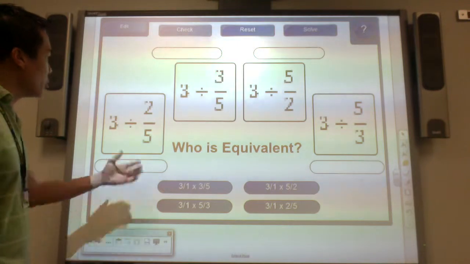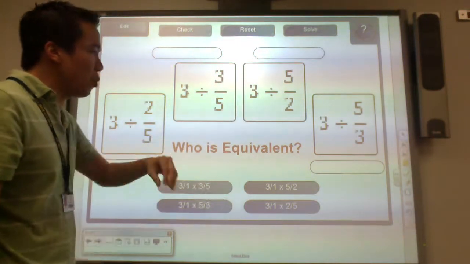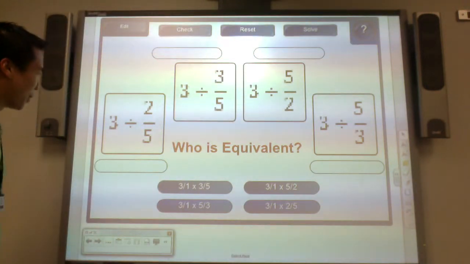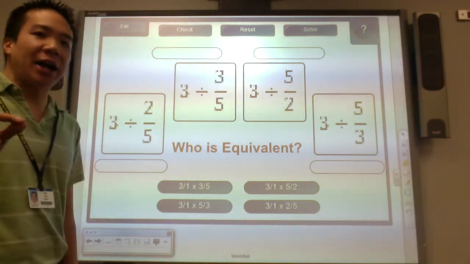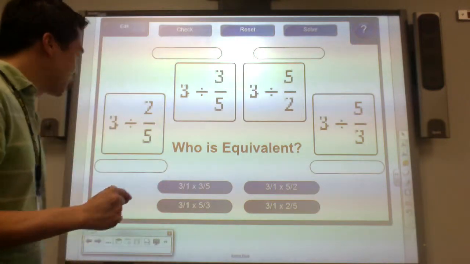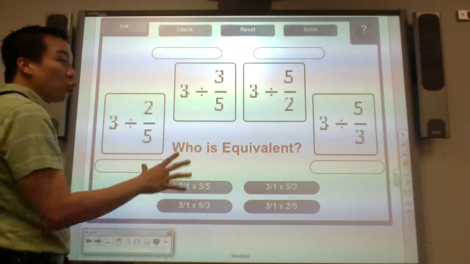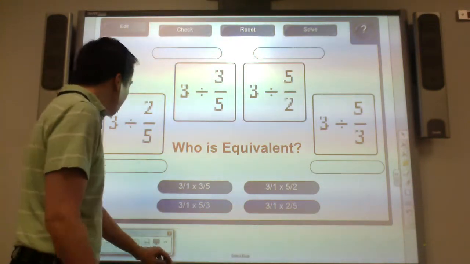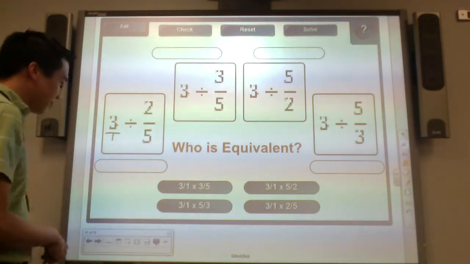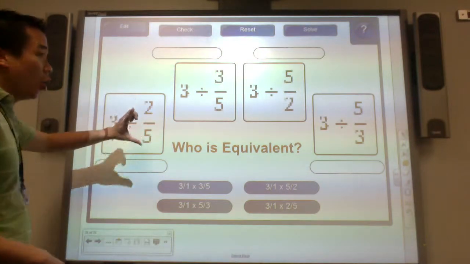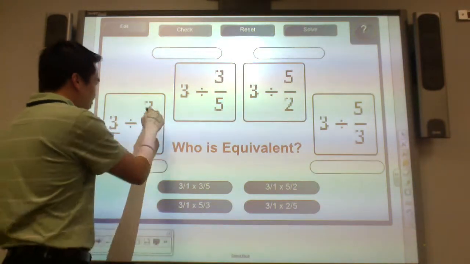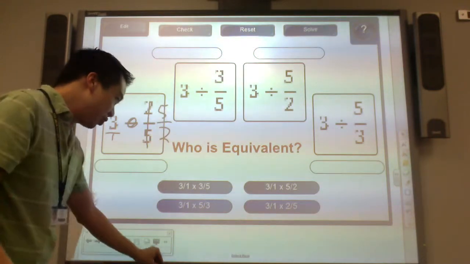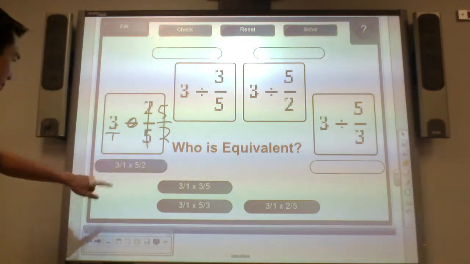All right, let's look at this. So we have division problems and multiplication. I want you to find the equivalent. So let's look at the first one. 3 divided by 2/5. Can you find a multiplication expression that is equivalent to it? What's another way to rewrite this division expression? Let's see. I know you have to turn this to a fraction. That's 3 over 1. Then you have to flip the second fraction. That's 5 halves. And you times it away. So it's going to be this one.